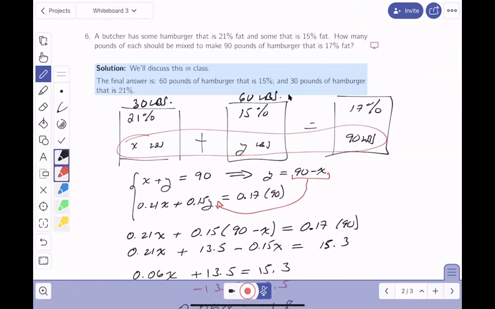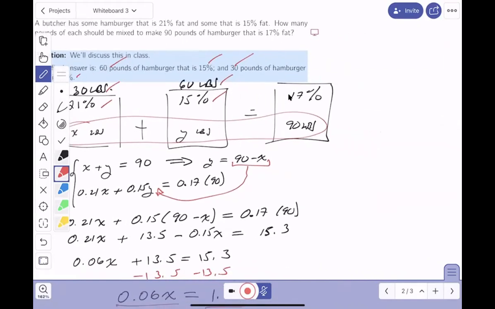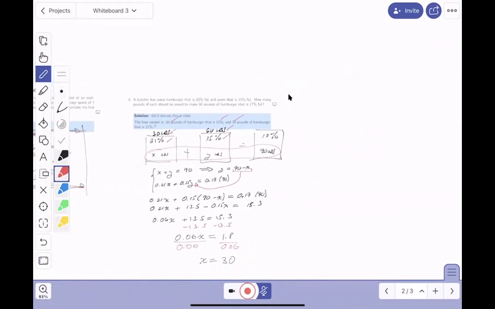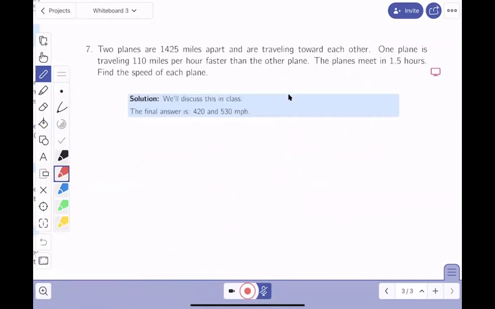Okay, let's see if we got it right. So it says 60 pounds of the 15%. We got that right. And 30 pounds of the 21%. We got that right. All right, last but not least, I think we got number 7. That's on the next page. Look at that. And there you go, number 7.